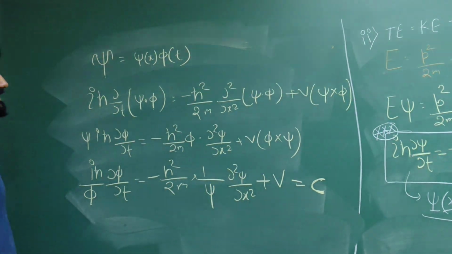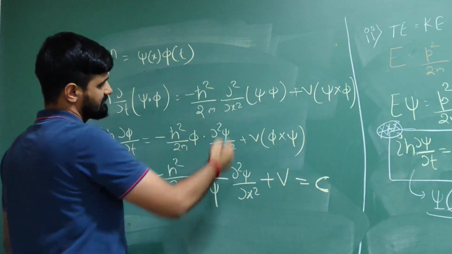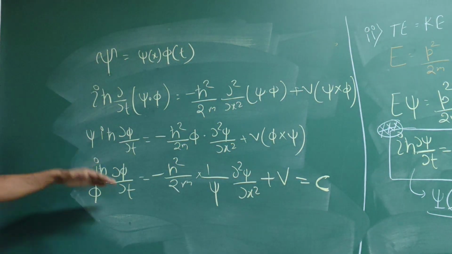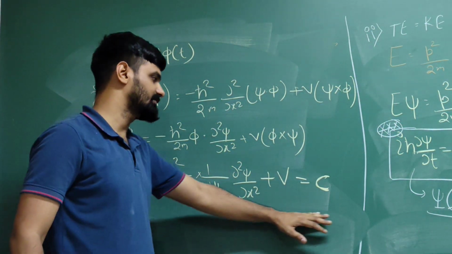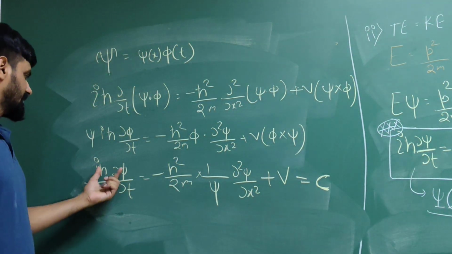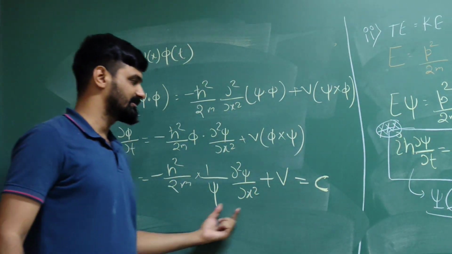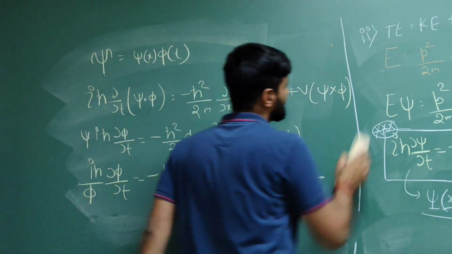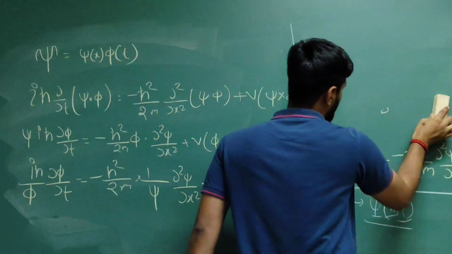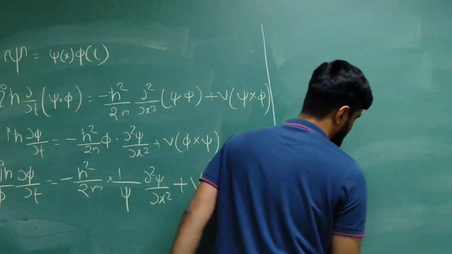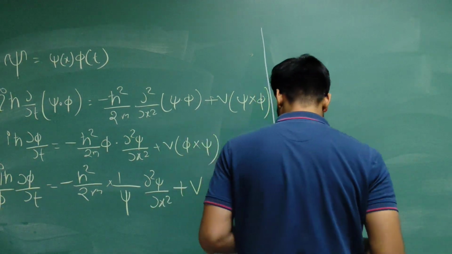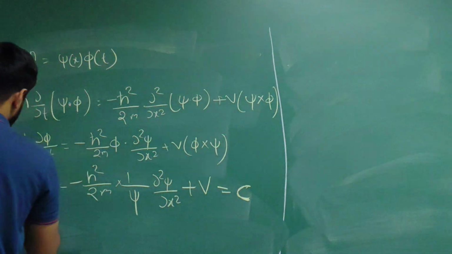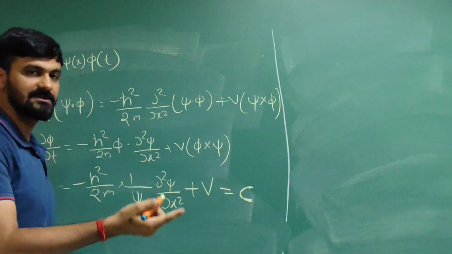And now you can see that we have converted this partial differential equation into two ordinary differential equations, where phi is a function of time, psi is a function of space, and both of these will be equal to a constant. And then we can solve these ordinary differential equations, and we can get the final solution for the Schrodinger equation. So I'll only solve this part in this lecture, and the second part we will solve in the next lecture.